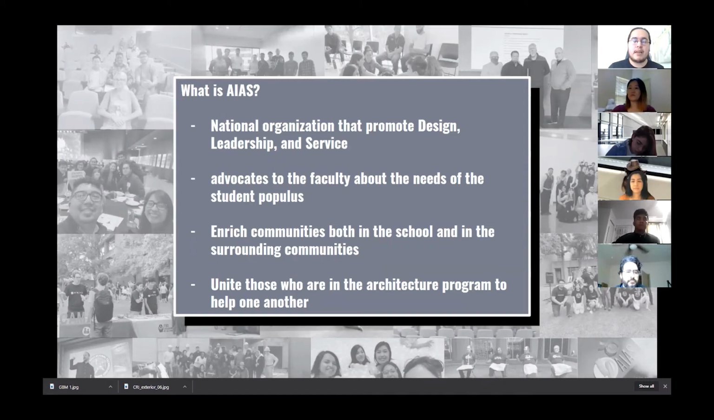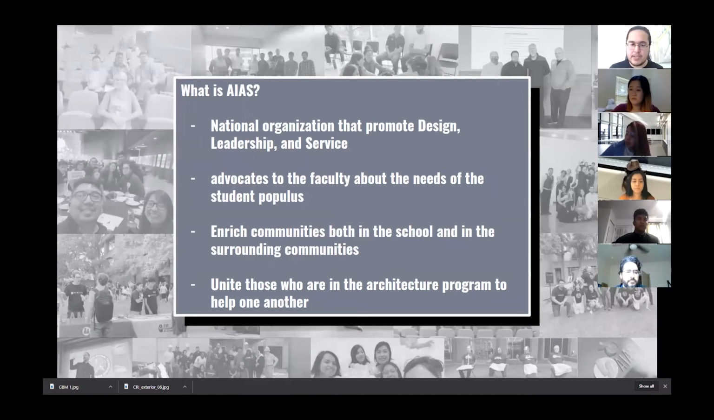Not only that, but one of our other primary roles as student leaders is to advocate to our faculty and administration here at our school, and just to ensure that the needs are being met and the concerns are being heard of our student body here. So AIS is one of the many voices that you should be able to reach out to and make your concerns heard. We're advocates for you. We also want to enrich the architectural communities both within the school and within our surrounding metroplex.